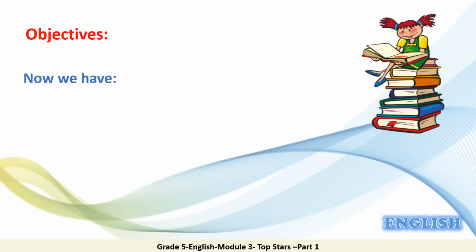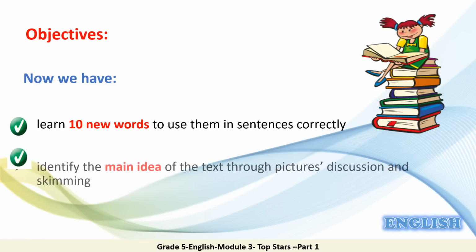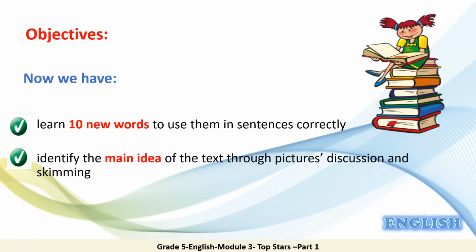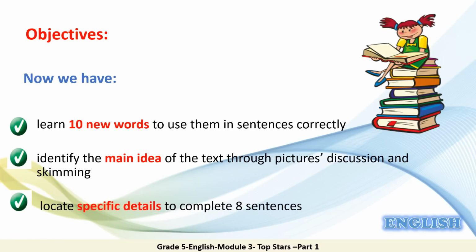We reached the end of our lesson today, and we have learned 10 new words and used them in sentences correctly. We also have identified the main idea of the text through pictures, discussion, and skimming. We have located specific details to complete 8 sentences. And finally, we had a quiz to check our information about the text we have read.